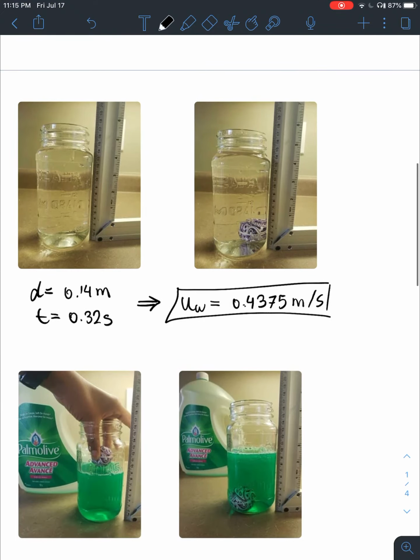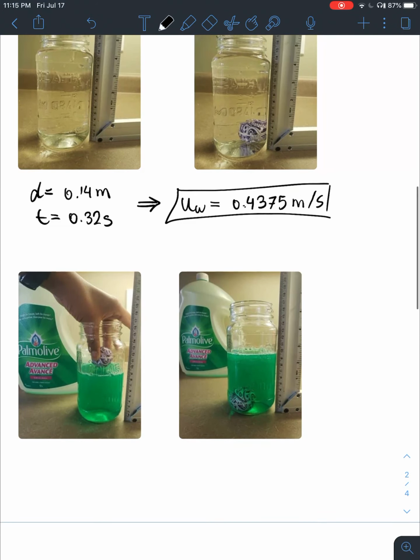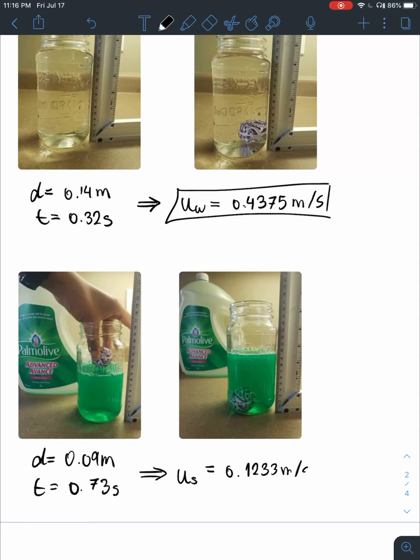When the same thing was done with this soap, as was my selected fluid, the ball took a little bit longer. So the distance the ball traveled in dish soap was 9 centimeters, so 0.09 meters, just because I had a little bit less dish soap than water. And then the time it took was 0.73 seconds. So this yielded a velocity through soap of 0.1233 meters per second.